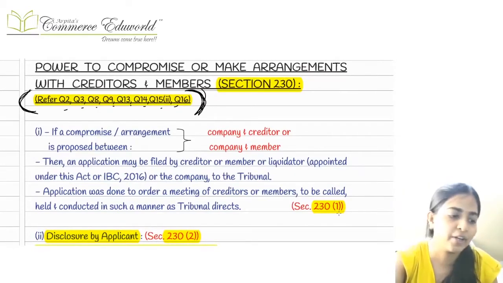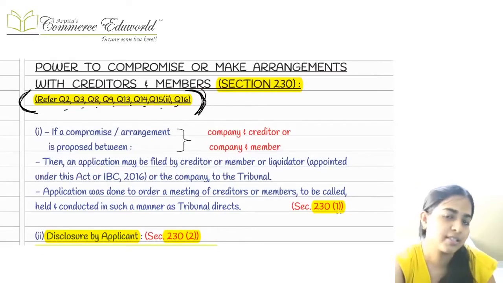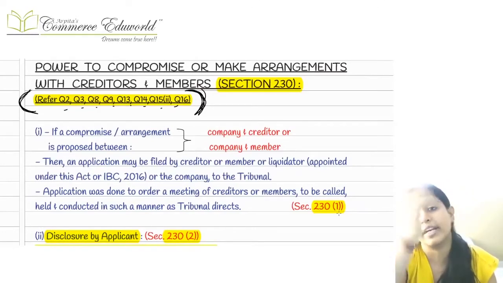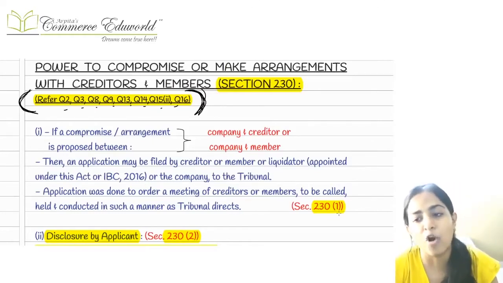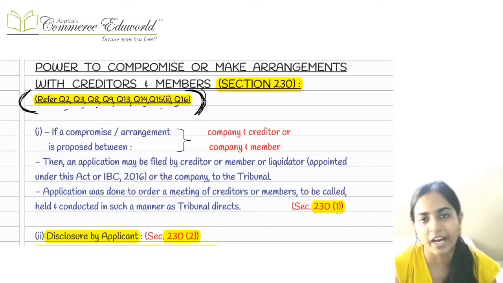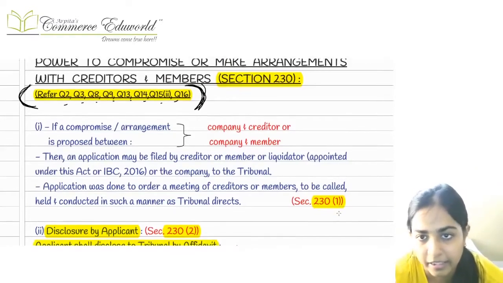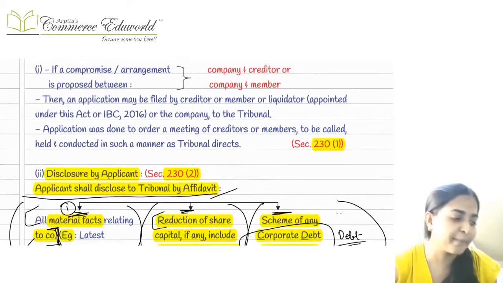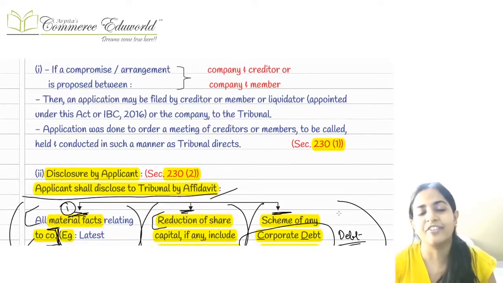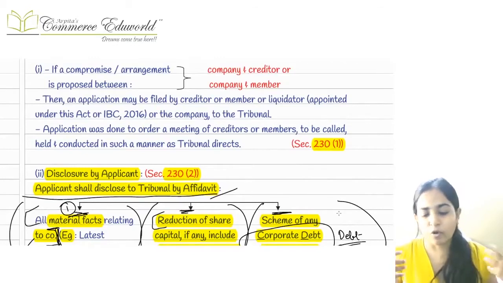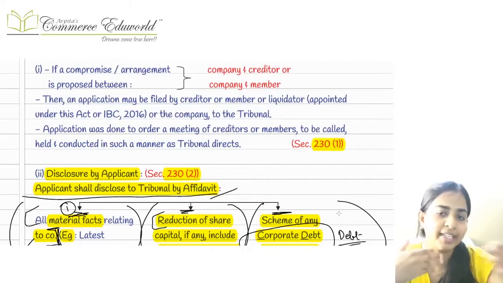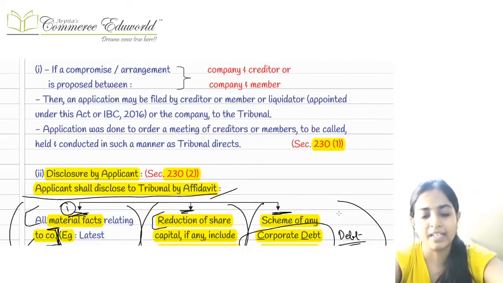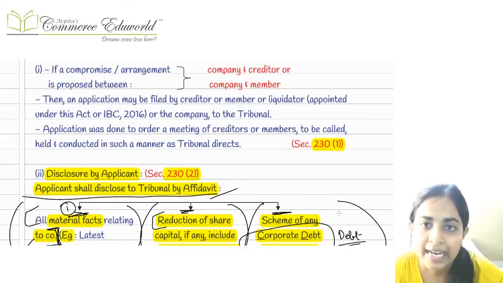External reconstruction means your mergers, amalgamations, takeovers, etc., and internal reconstruction is where the company does some compromise or some kind of arrangement with its members or with its creditors internally. The most important section in the chapter is section number 230, the very first section. If the company wants to do any compromise or arrangement, that can be between the company and its members, or between the company and its creditors, right?